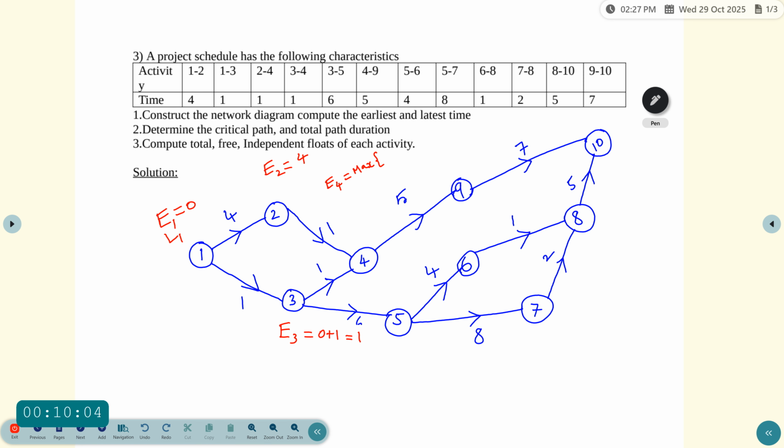So first event, starting event 2, 2 to 4. So E2 equal to 4, 4 plus 1, 5. And then another one E3, E3 equal to 1, 1 plus the duration value 1, 1 plus 1 equal to 2. So finally, which one is the maximum? 5 is the maximum value. So we have to write E4 equal to 5.